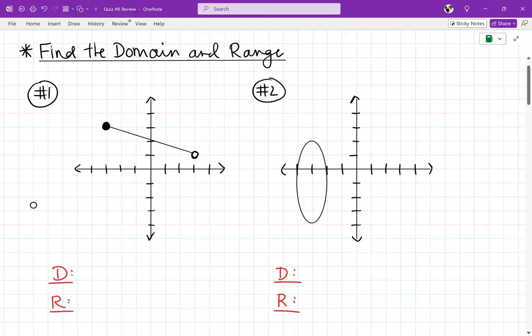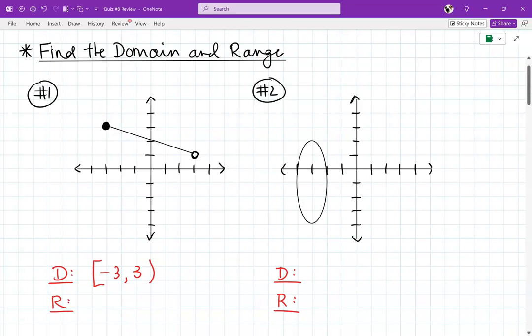Okay, so what is my domain? How far left does it go? -3. And how far to the right? To 3. Okay. Does it include the -3 on the left? Yeah, you see the solid dot. So we're going to put a bracket. Does it include the +3 on the right? No, that's an open circle. So there you go. This is your domain.